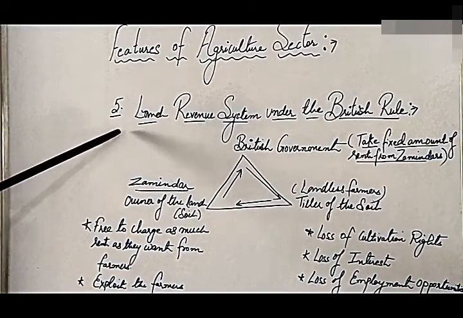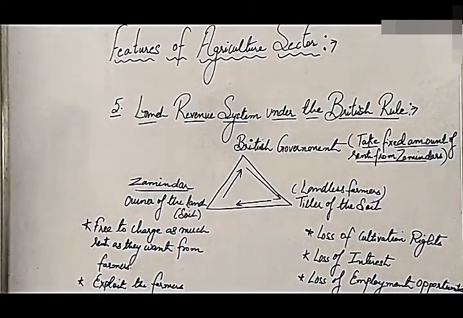Fifth heading, that is the land revenue system under the British rule.